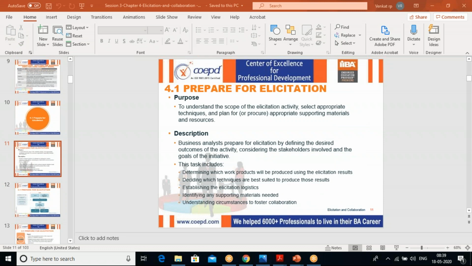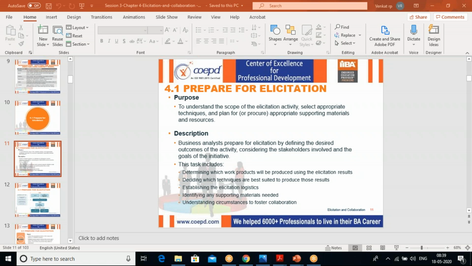Before we do any elicitation, we need to understand why we are doing this elicitation. What is the purpose of this elicitation activity, and what is its scope? We first need to be very clear on why we are doing this. Then, based on the scope of the elicitation activity, we have to select the appropriate techniques, and we have to plan for appropriate supporting materials and resources as well.